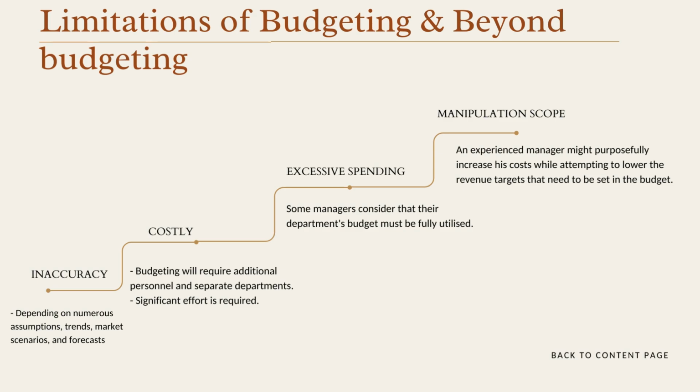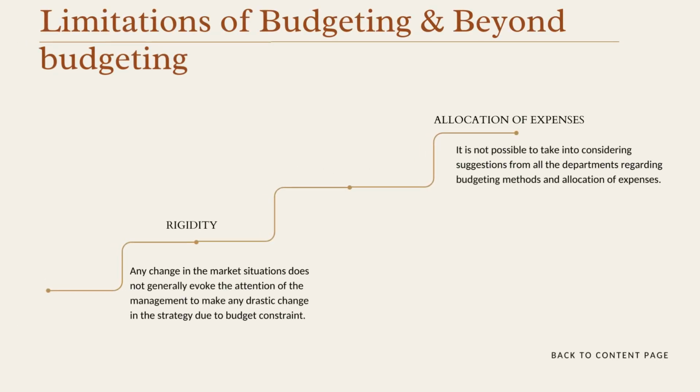Next one is excessive spending. Some managers will consider that their department's budget must be fully utilized. Then manipulation scope. A manager might purposefully increase the cost while attempting to lower the revenue targets that need to be set in the budget.